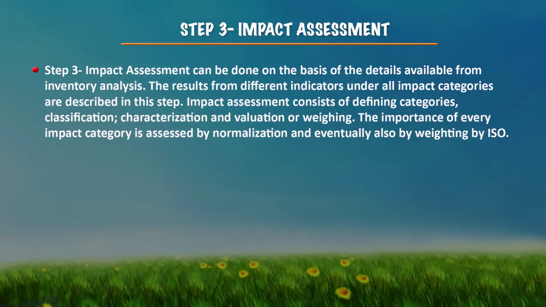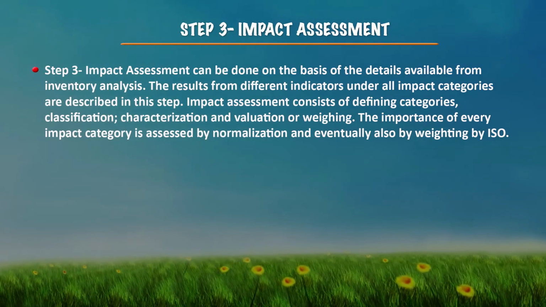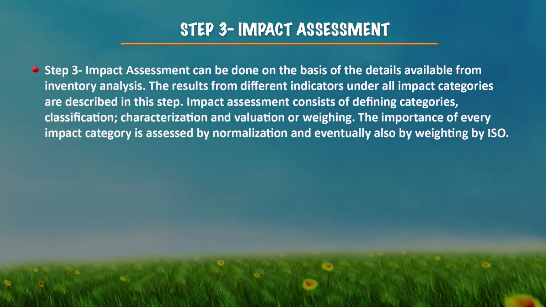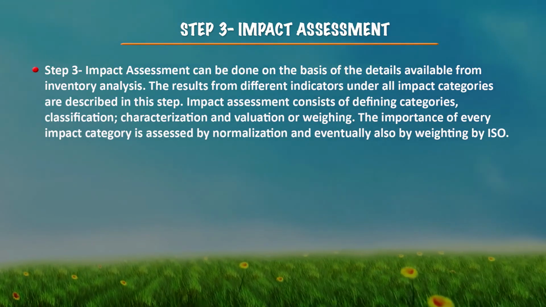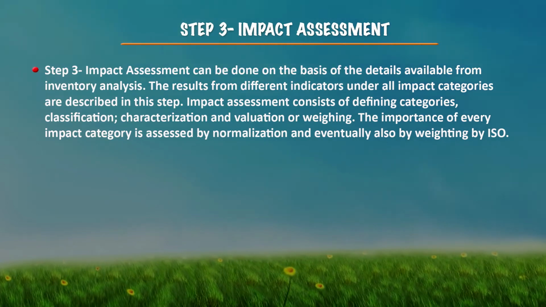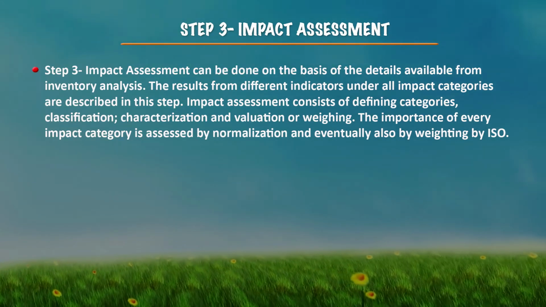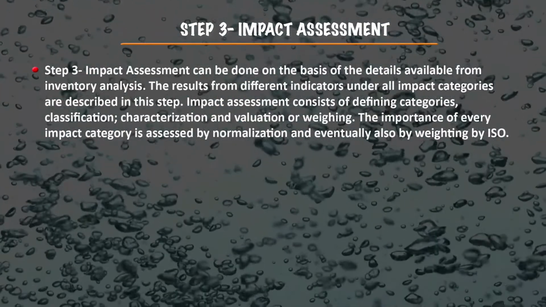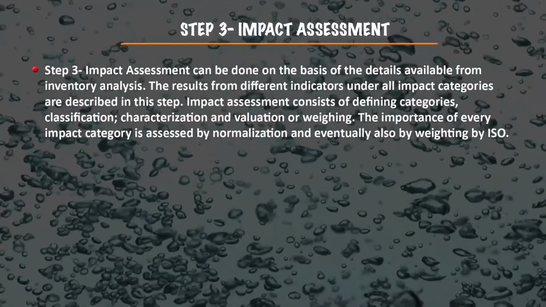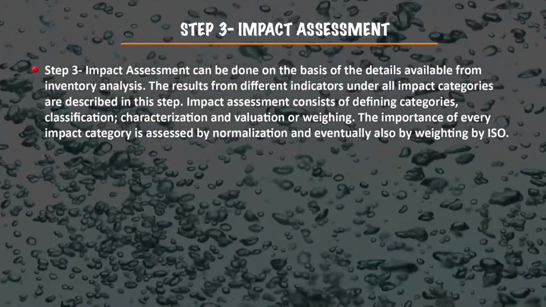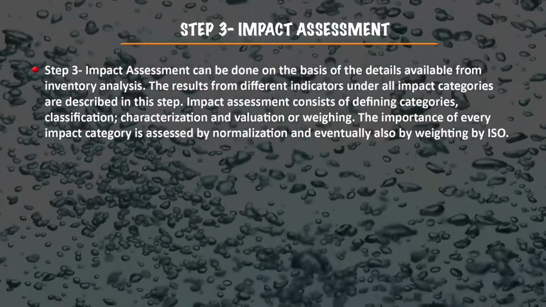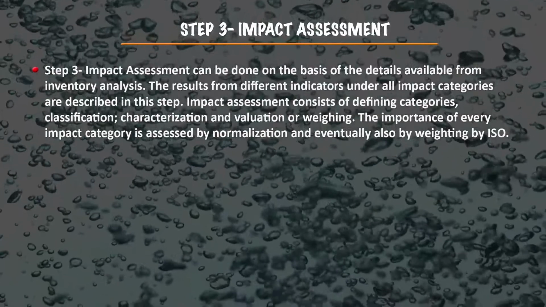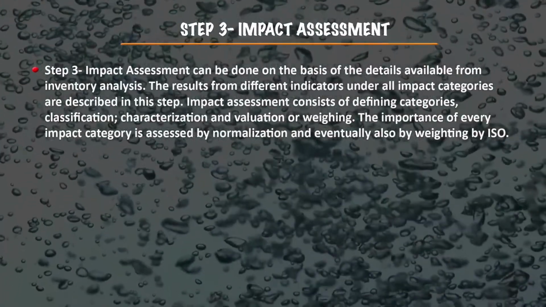Step 3 is the impact assessment, which can be done on the basis of the details available from the inventory analysis. The results from the different indicators under all impact categories are described in each step. Impact assessment consists of defining categories, classification, characterization and evaluation, or we can also say it is a weighing process. The importance of every impact category is assessed by normalization, and of course, eventually also by the weighing of ISO standards.